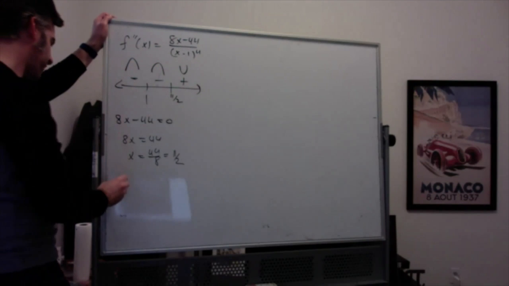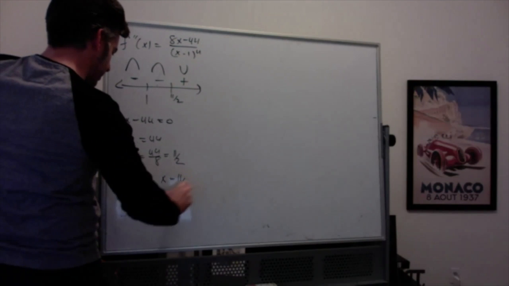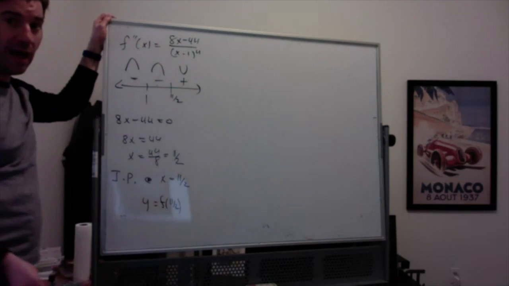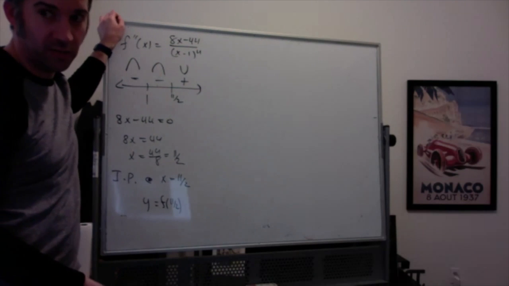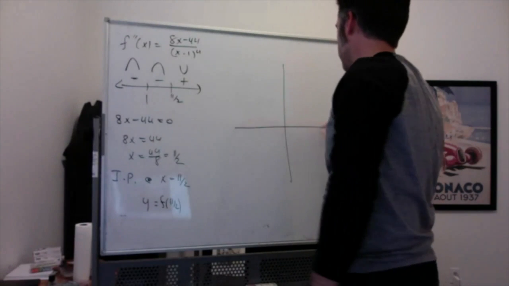So it looks like we have an inflection point at x equal to 11 halves, y equal to f of 11 halves. Which I'm probably not going to find unless someone really, really wants me to. I probably will find it. So let's graph the thing.